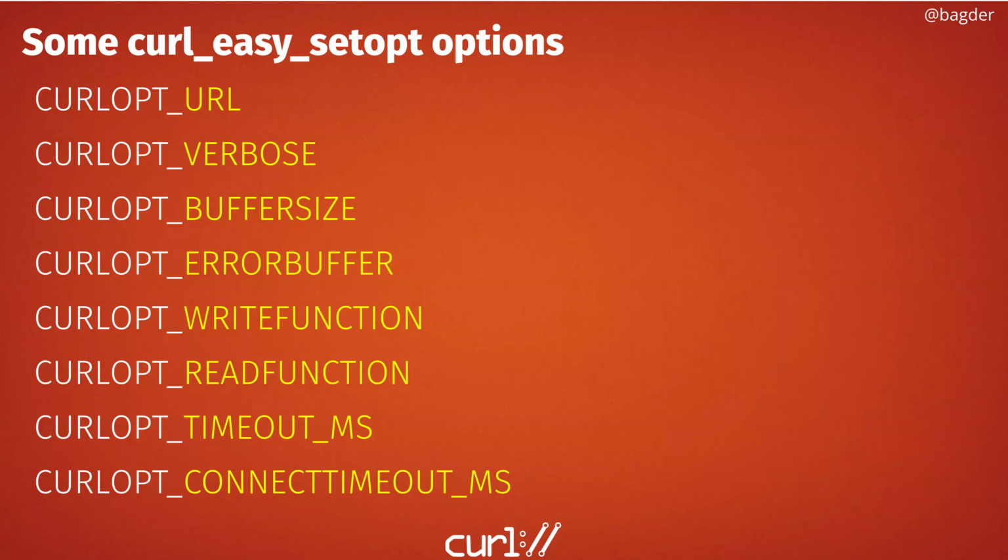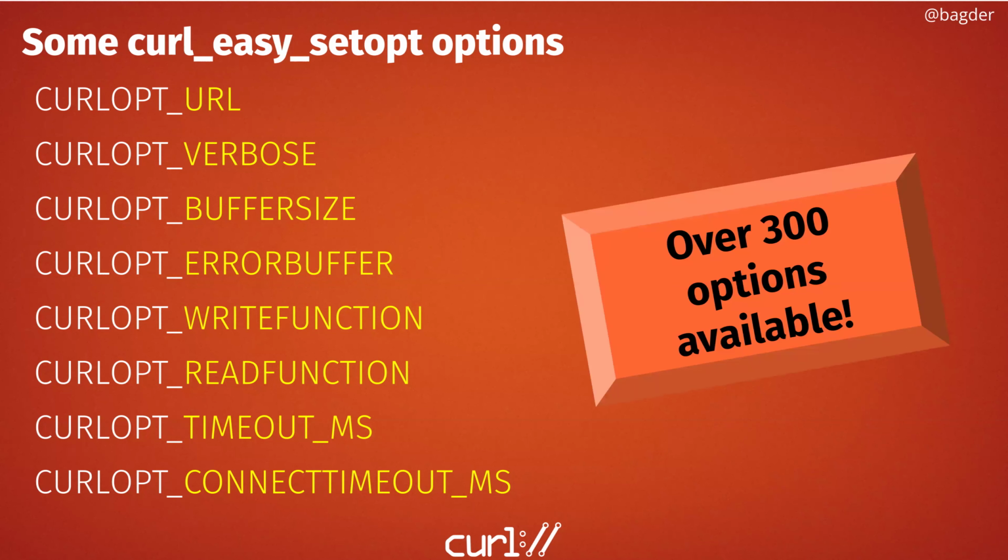So maybe it should connect within 2 seconds, otherwise it's a failure. So just set this to 2000 and it'll return failure if it can't connect to the target within 2 seconds. And as I mentioned, there are over 300 options available. You read up on it, and you can Google it, read the documentation. There are lists of all the options on the site.